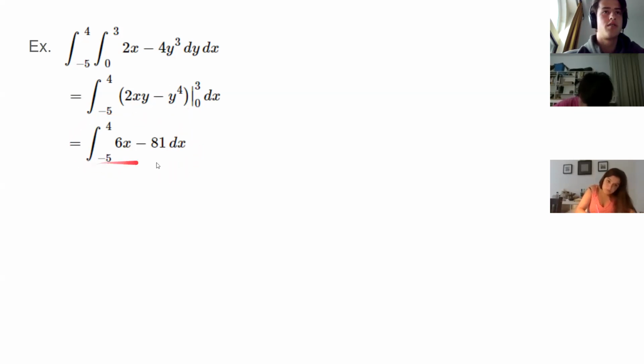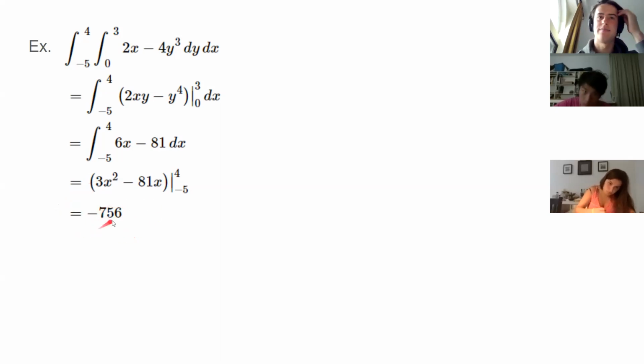Again, here we'll do the same thing. It ends up being a simple integral. So this should become 3x squared minus 81x. We'll then plug in the values, which gives minus 756.